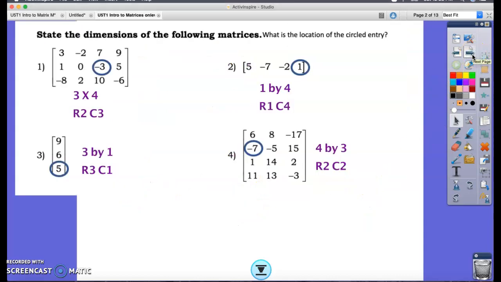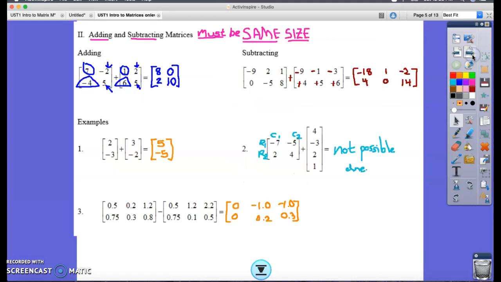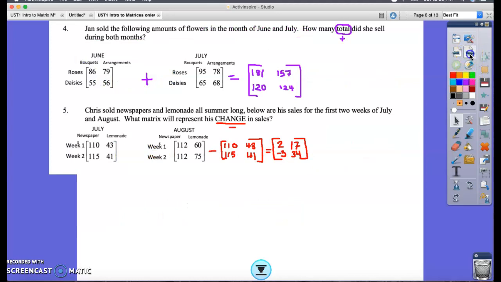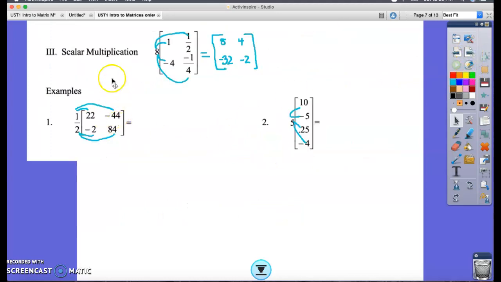Then we went into adding and subtracting, and the biggest thing we hit is they must be the same size. They have to have a friend to match up with so that I can actually add them together. And then we talked about a certain kind of multiplication. We gave it a name in front of it. We call it an adjective to describe what kind of multiplying it is, because there's more than one multiplication when it comes to matrices.